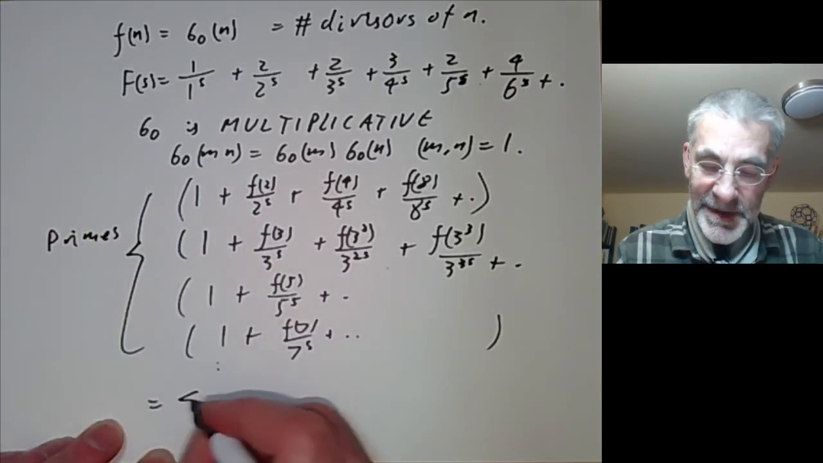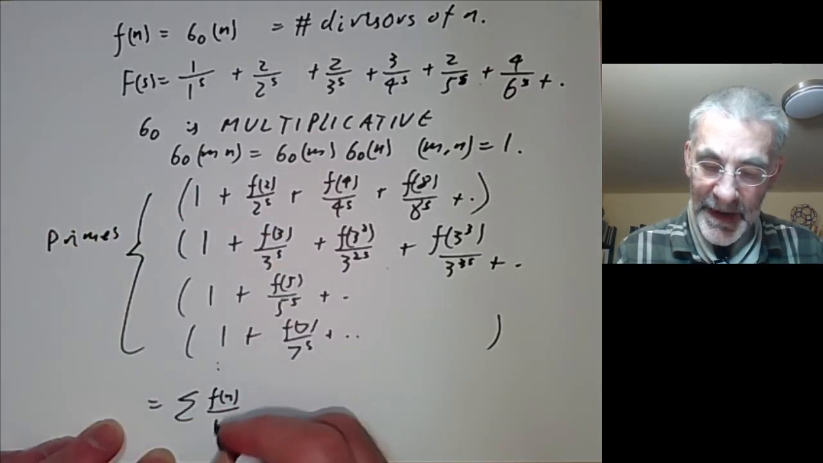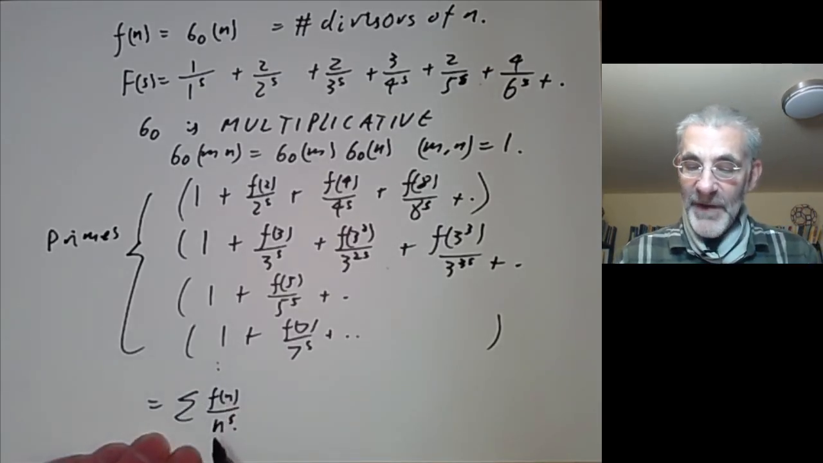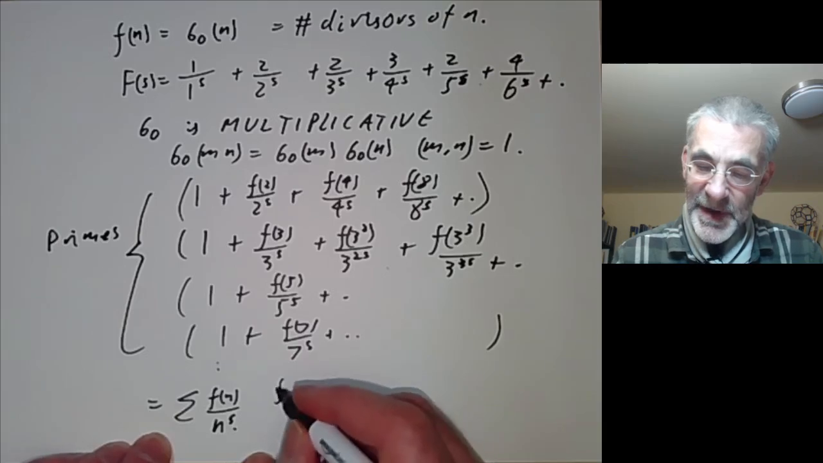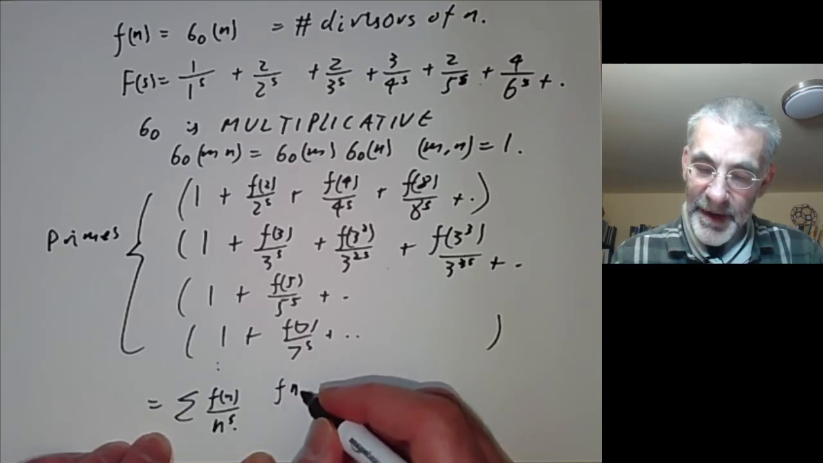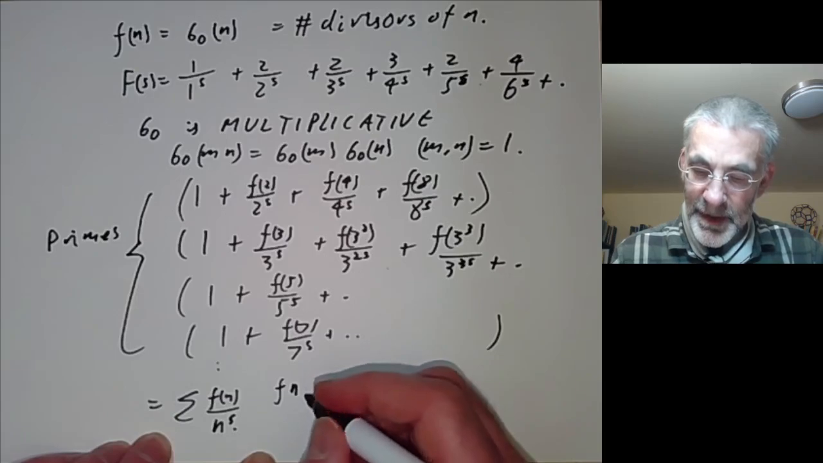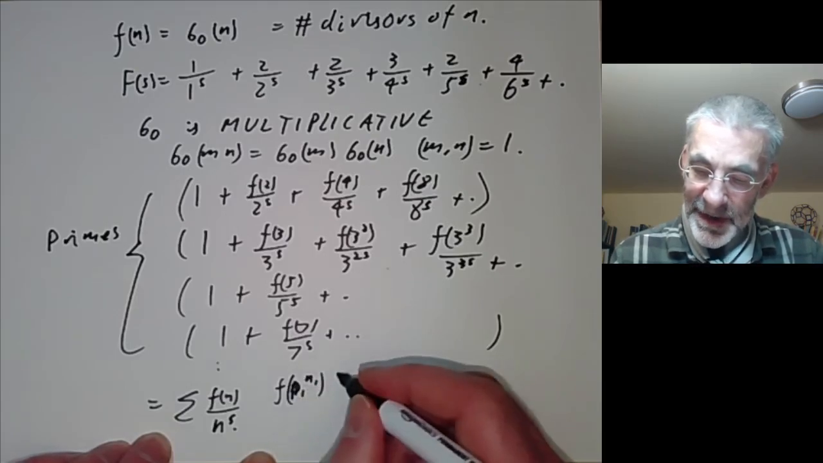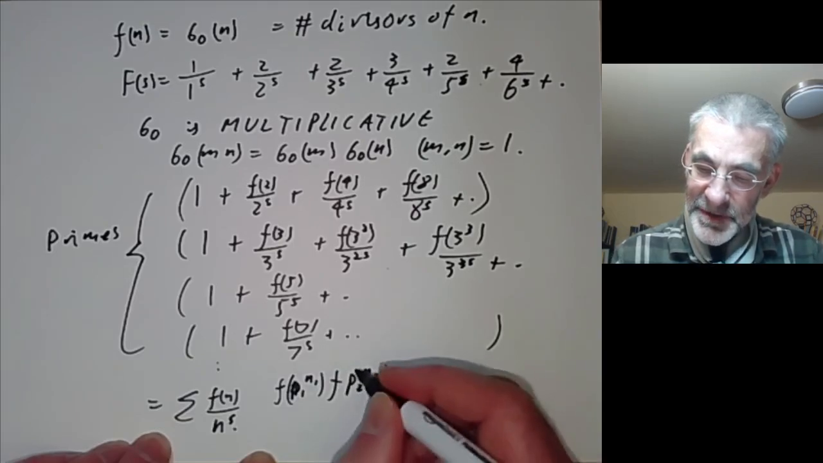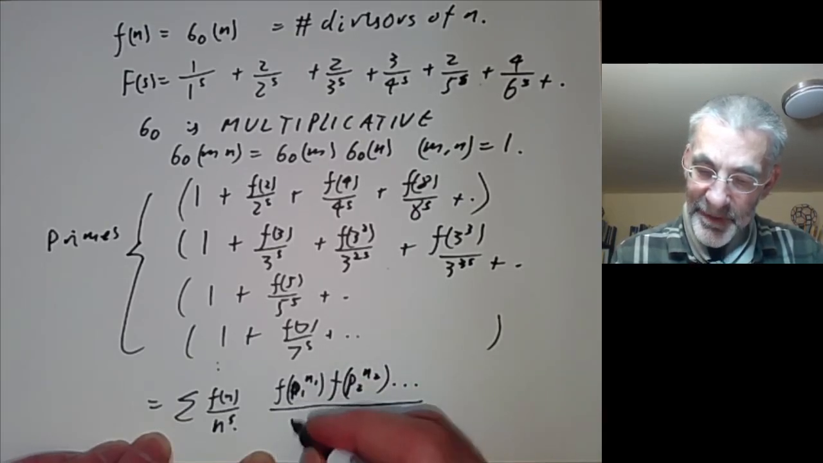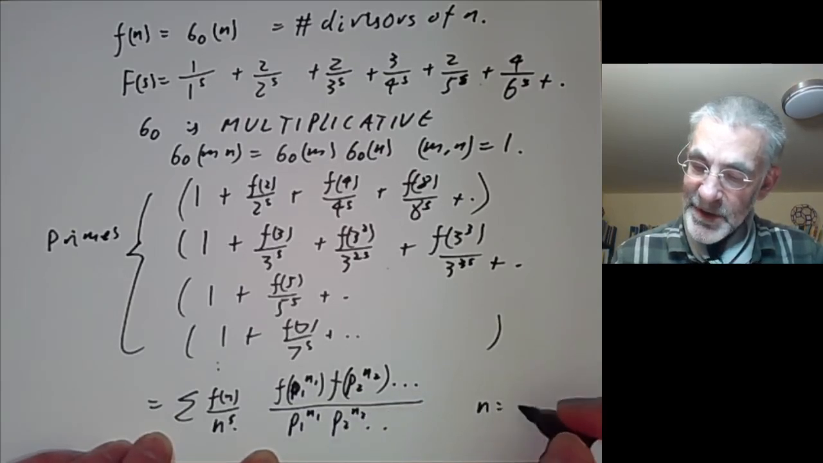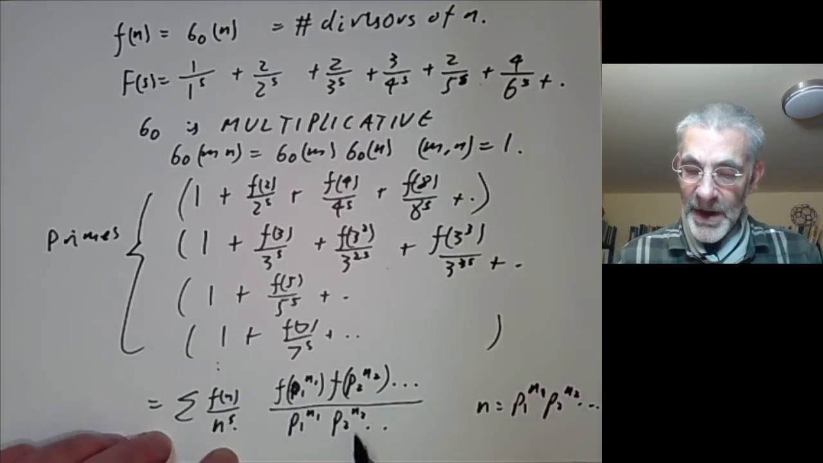Now the key point is that if you take this infinite product over all primes, this is just equal to the sum of f of n over n to the s. You can see this if you look at the prime factorization of n. So this is going to be f of p1 to the n1 times f of p2 to the n2, and so on, all divided by p1 to the n1, p2 to the n2, and so on, where n is equal to p1 to the n1 times p2 to the n2, and so on.